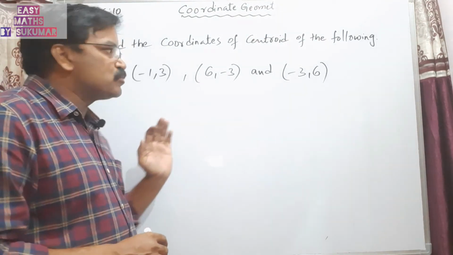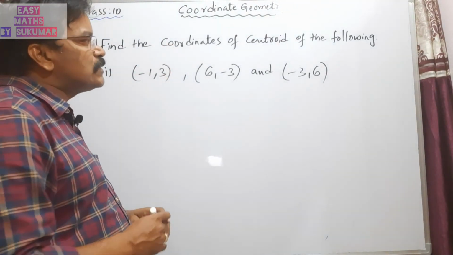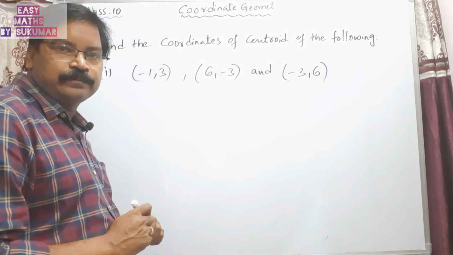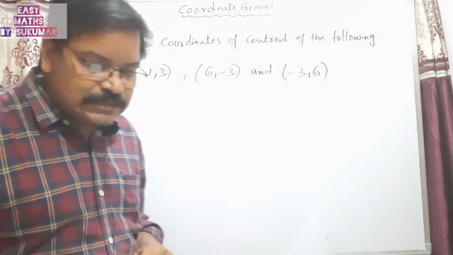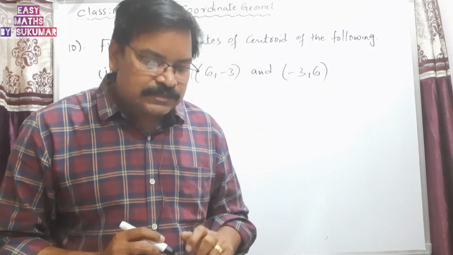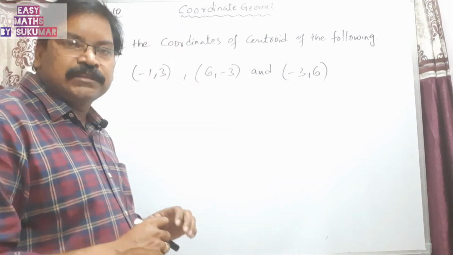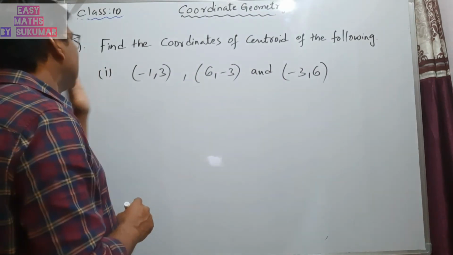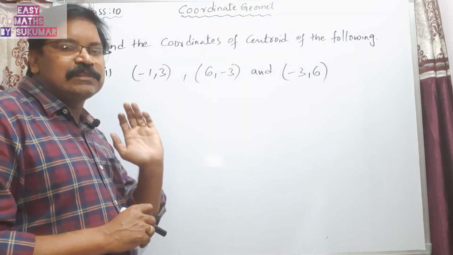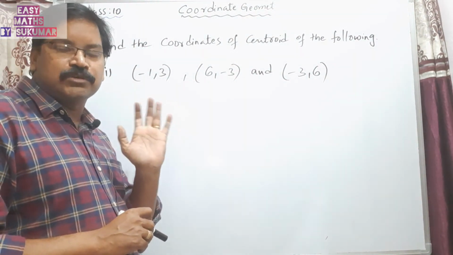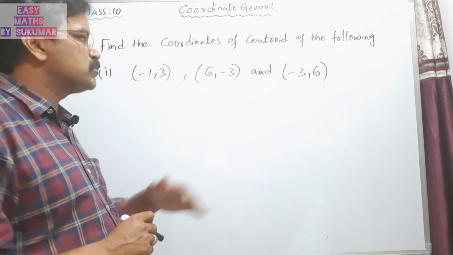Coming to the 10th question, find the coordinates of the centroid of the following. The first part is minus 1 comma 3, 6 comma minus 3 and minus 3 comma 6. There are 2 more parts in this 10th set. I am leaving those 2 parts for you. You can do those 2 sums also.